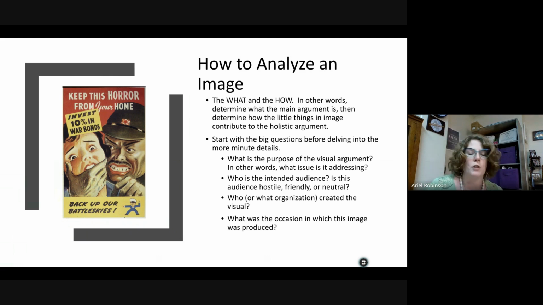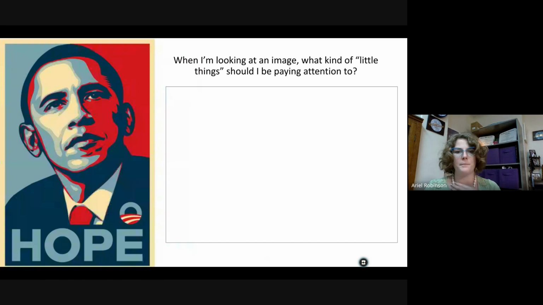So, visual argument here. I know that it'll take me a while to go through all this. I'll try to be brief, but it's threatening, right? So he's gesturing with his little hand. He's got this angry and scowly face, and then we have these little indicators that he's from Japan, right? And then pathos, keep this horror from your home, invest in war bonds, right? And so we have a very intentional misrepresentation here. So it's like baloney detection. This is propaganda baloney detection.